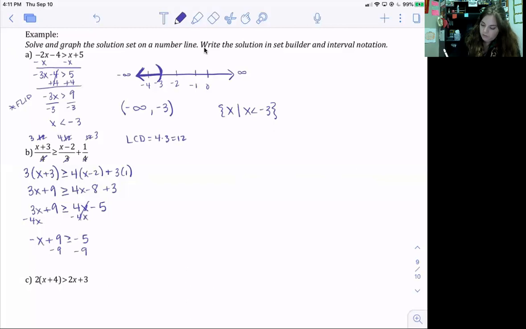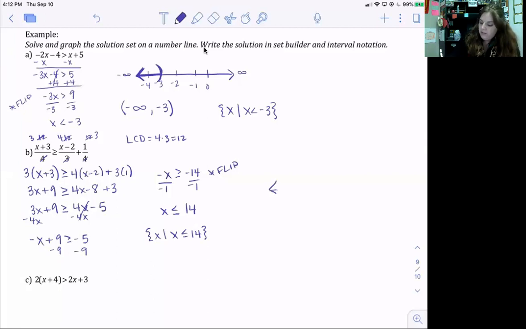I'm going to move over a little bit since I'm running out of room. We get negative x is greater than or equal to -14. Divide by -1 on both sides, which means we're going to need to flip our inequality. And we get x is less than or equal to 14. And now I'm actually going to just take our answer here and bring that down to fill in our set builder notation.